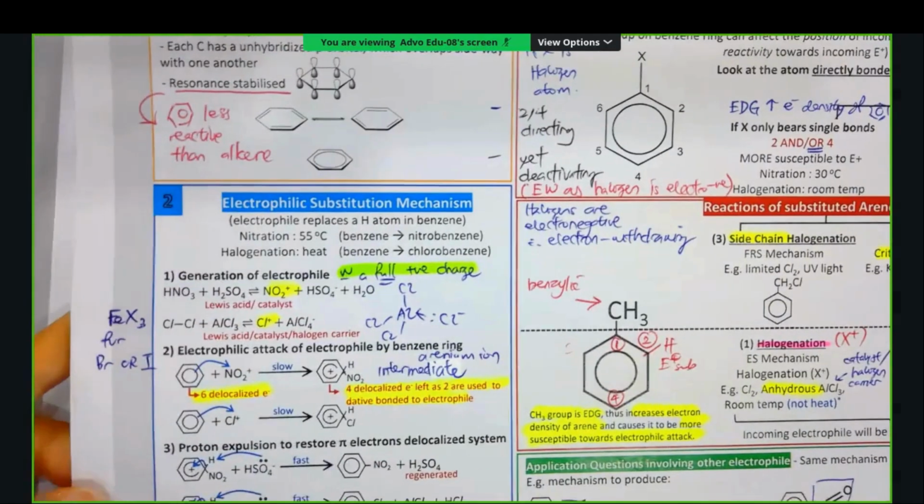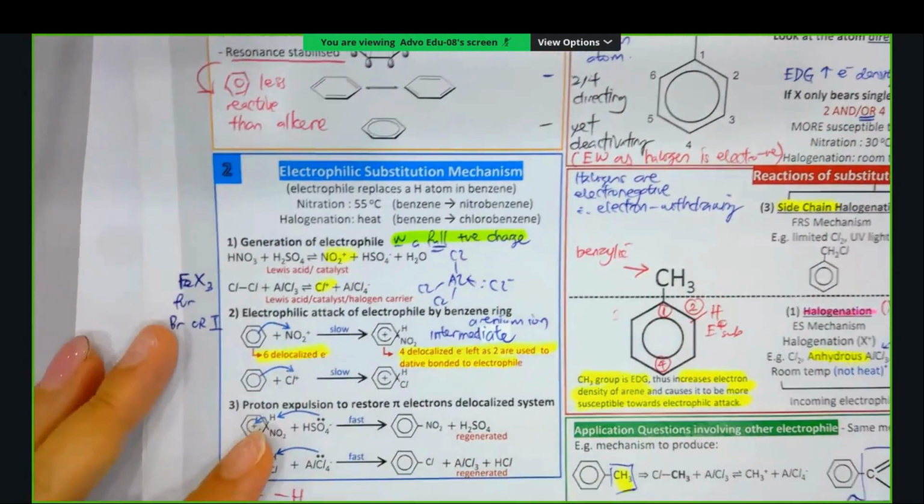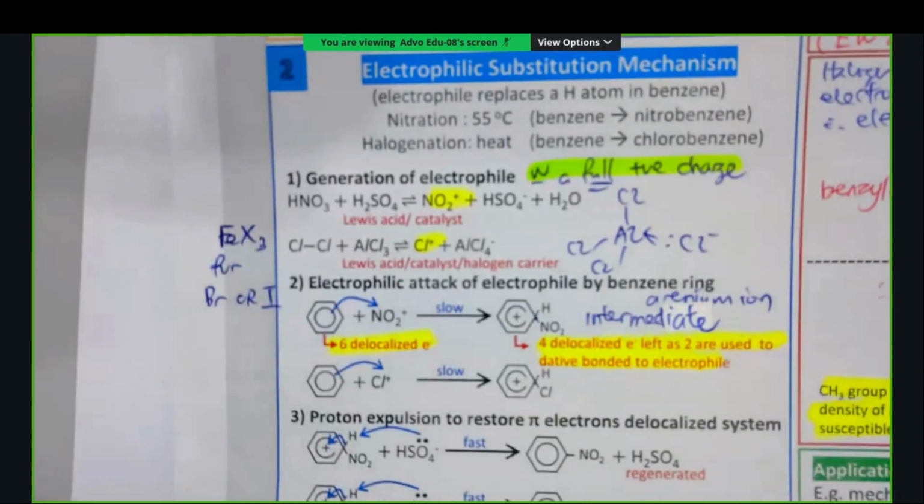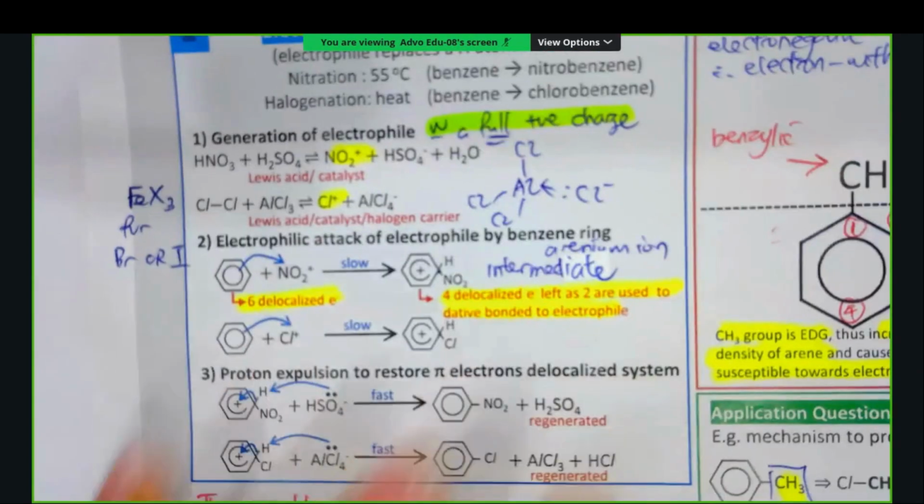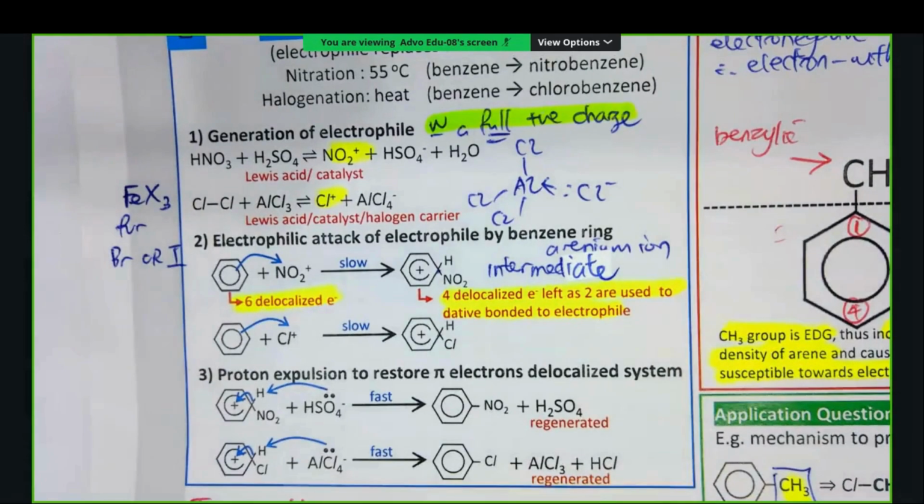Now, halogen carrier, I think that's quite straightforward, because you can see from the regeneration equation that at the end, it takes up the extra Cl, so that's why it's called a halogen carrier. Catalyst, because at the end of the reaction, it is regenerated. Then Lewis acid is from the lone pair perspective, where it takes up the lone pair.